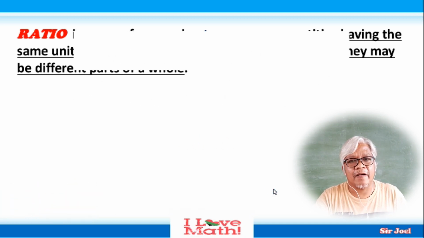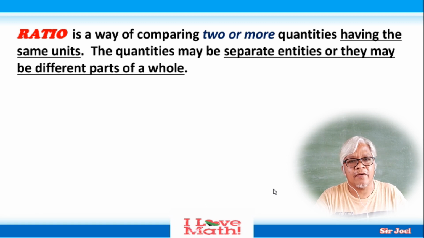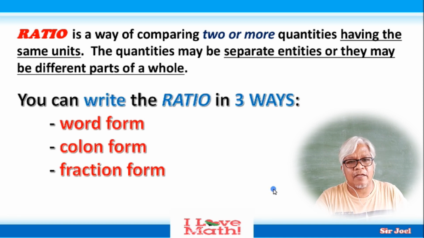When you speak of a ratio, it is a way of comparing two or more quantities having the same units. The quantities may be separate entities or they may be different parts of a whole. In naming a ratio, you can write this in 3 ways: 1, in word form, 2, in colon form, and 3, in fraction form.